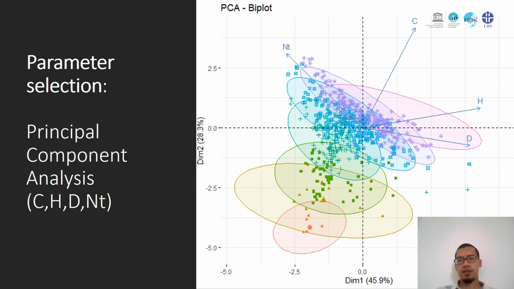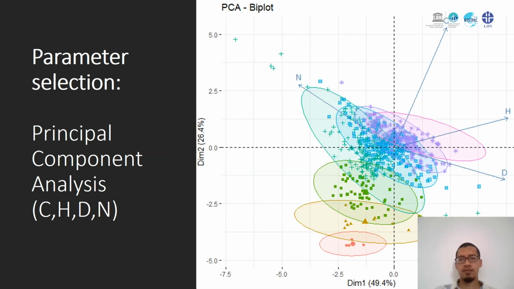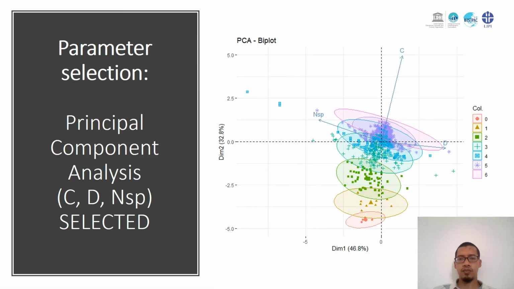For example, this figure shows unclear grouping of plots. If we choose coverage, height, diameter, and number of trees, as you can see, many groups are highly overlapped, shown by the ellipses with different colors and sizes. And this is also showing unclear grouping. But here we found much better grouping.